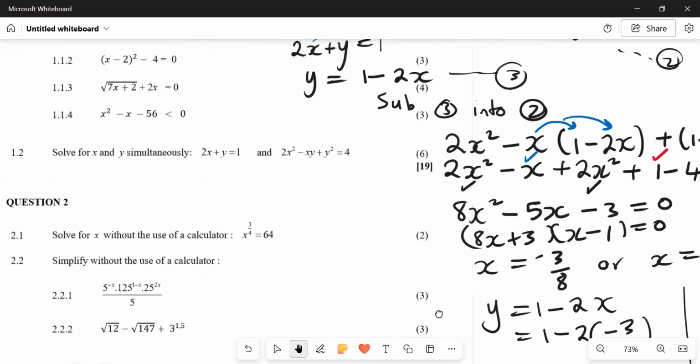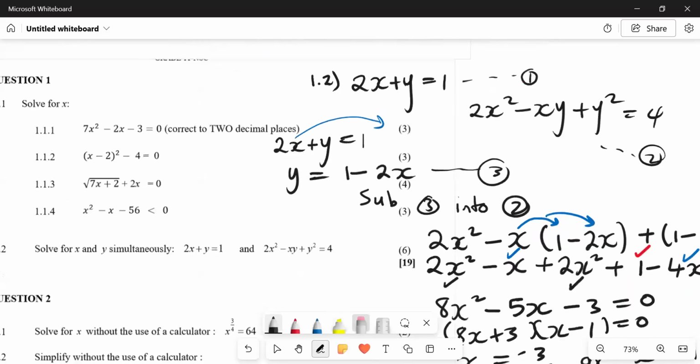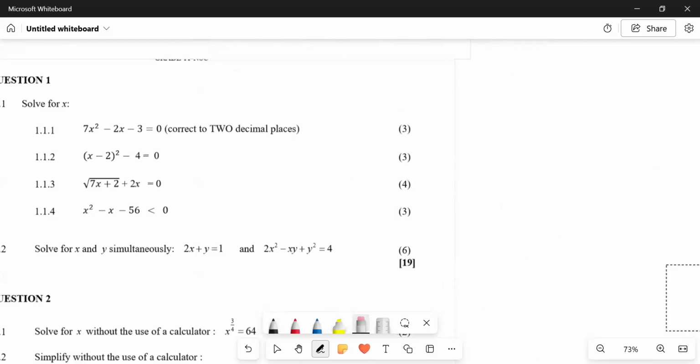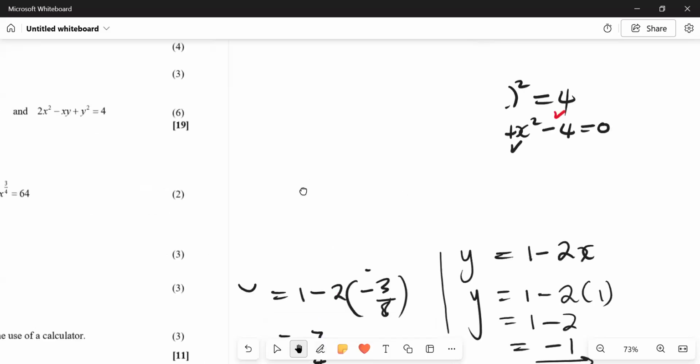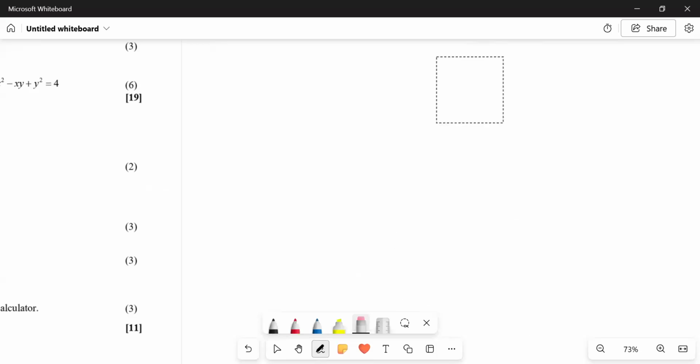Yeah, that's it for simultaneous equations. If you still have a problem, you can pause the video, and then you go back. But I hope it makes sense. Now, let's move to the next question.